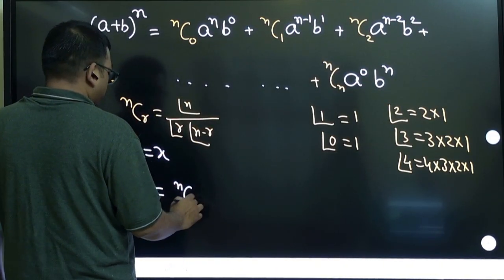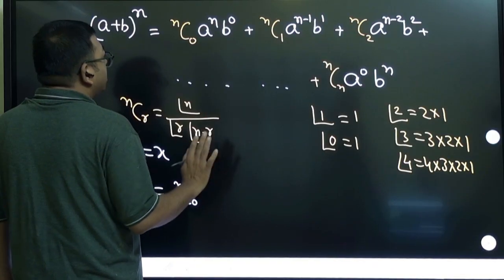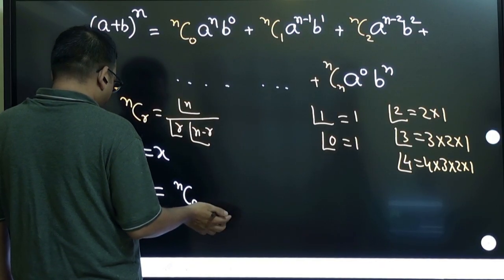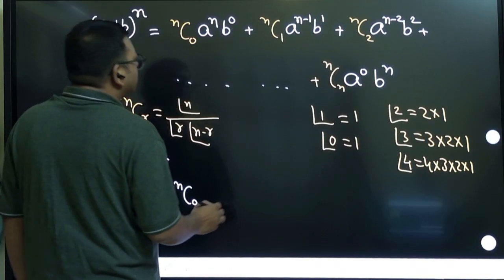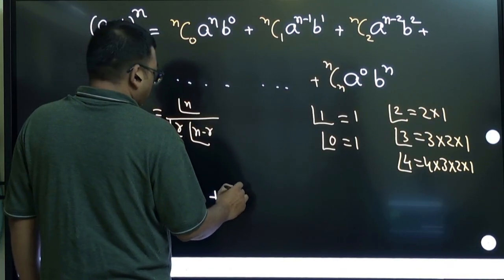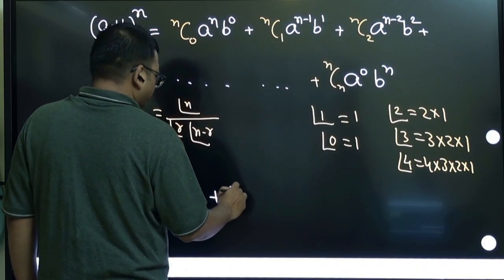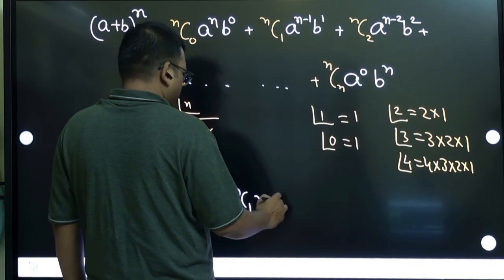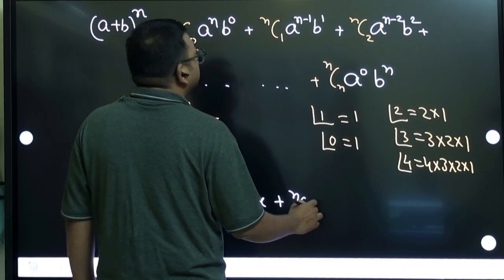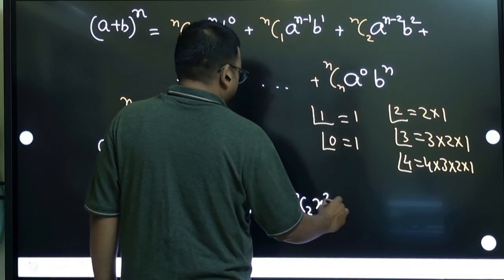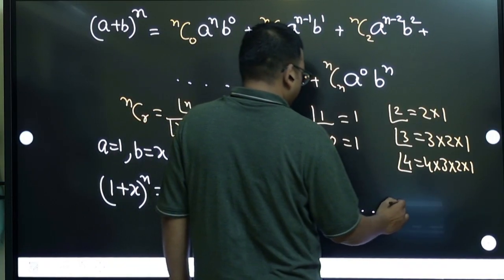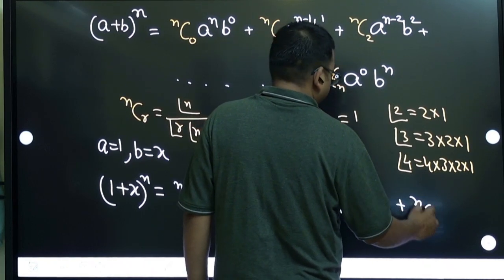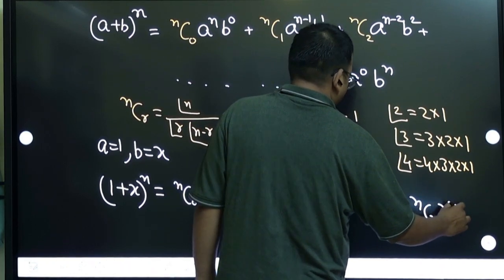nc0. A is 1, so the a term will vanish. The b term is power 0 only. Next, nc1, b means x, plus nc2 x square. Like that it will continue up to the last term, ncn x power n, like this.